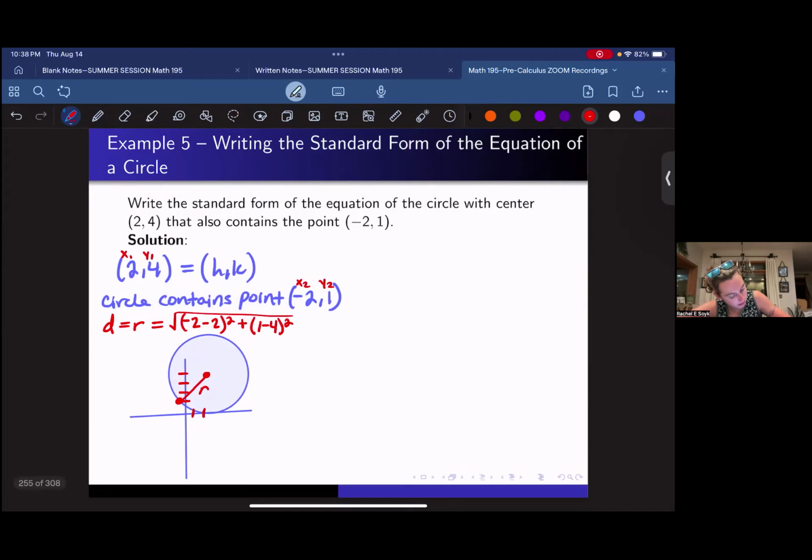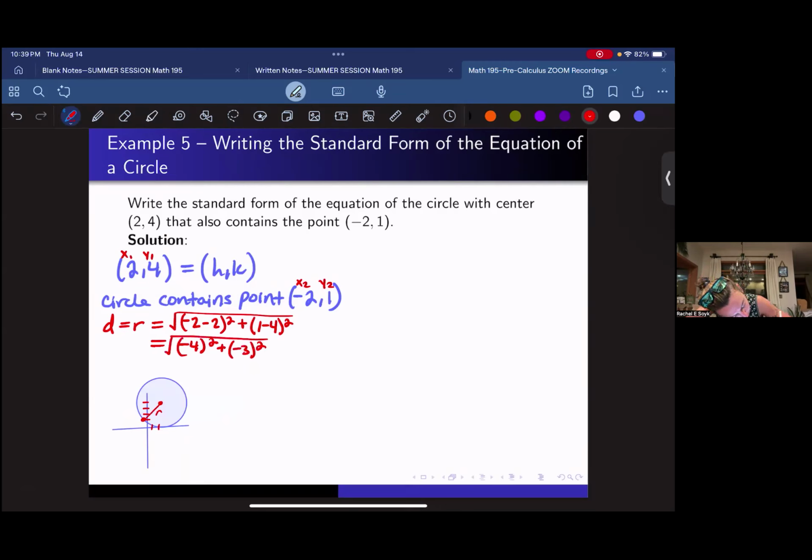And when we simplify this, I'm going to do some shrinking. Right, that's better. We end up getting -4 in parentheses squared plus -3 in parentheses squared. So 16 plus 9, which gives us 25. And the square root of 25 gives us our radius of 5.